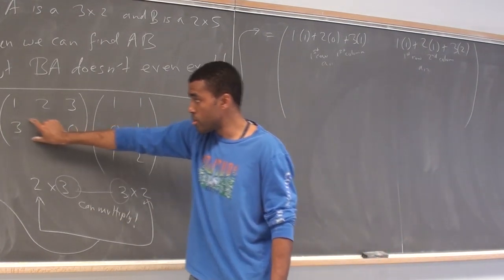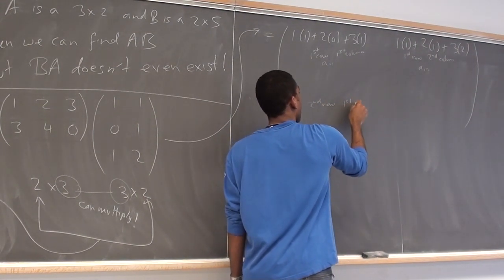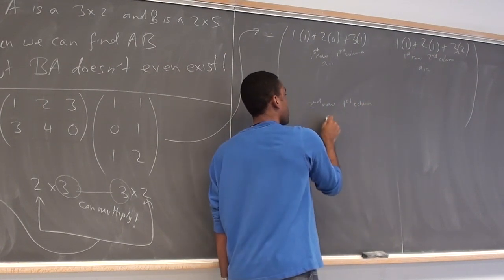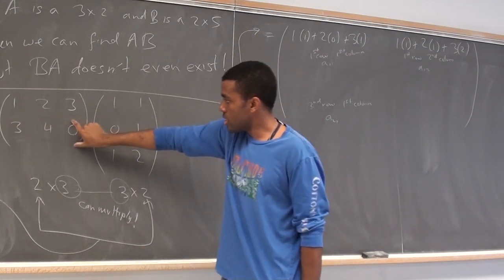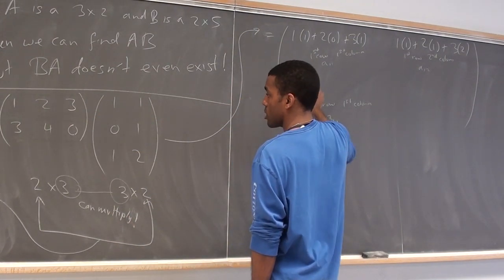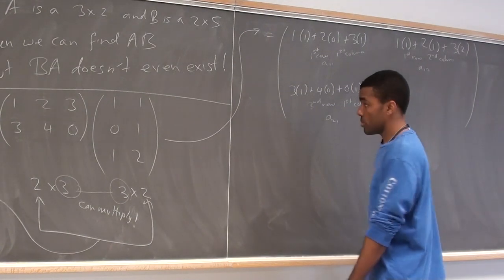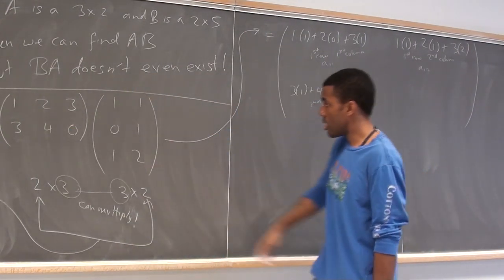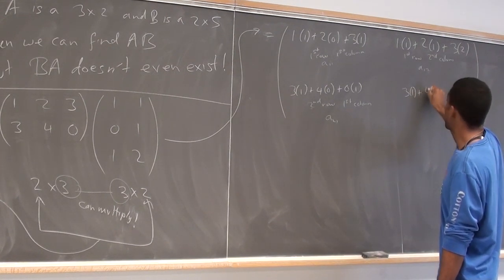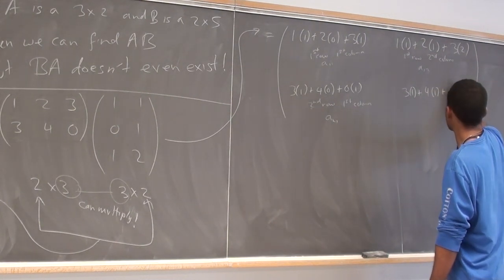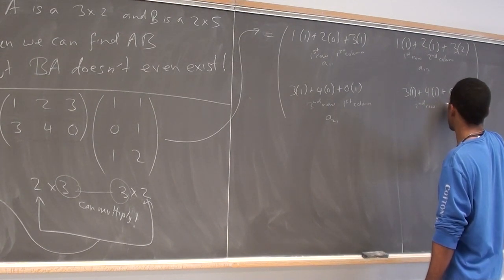Now I'm going to repeat the same in the second row. I'm going to take the second row times the first column. That's going to give me the A21 term. So I take this times that: 3 times 1 plus 4 times 0 plus 0 times 1. The second row times the second column is going to give me the last entry. That's going to be 3 times 1 plus 4 times 1 plus 0 times 2. This is the second row times the second column.